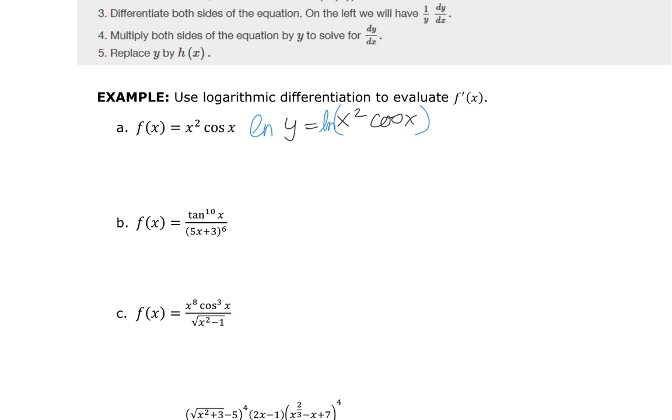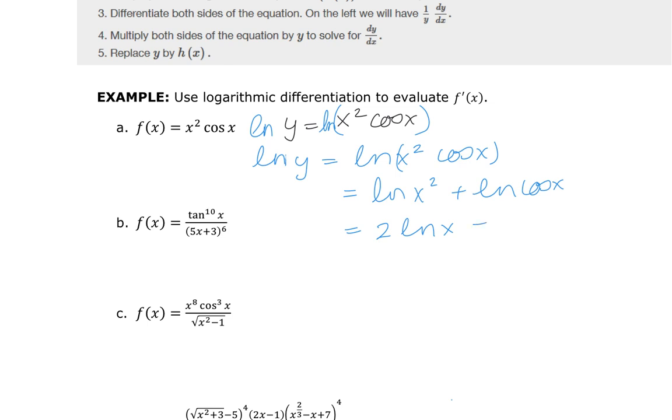So when I do that, I'm going to get the natural log of y is equal to the natural log of x squared multiplied by the cosine of x. Now I can use the log rules to write this as the natural log of x squared plus the natural log of the cosine of x. Well, the natural log of x squared becomes 2 natural log of x, plus the natural log of cosine of x. Again, I probably would not do the natural log on this first one. I would just use the product rule, but I'll show you how this will work.